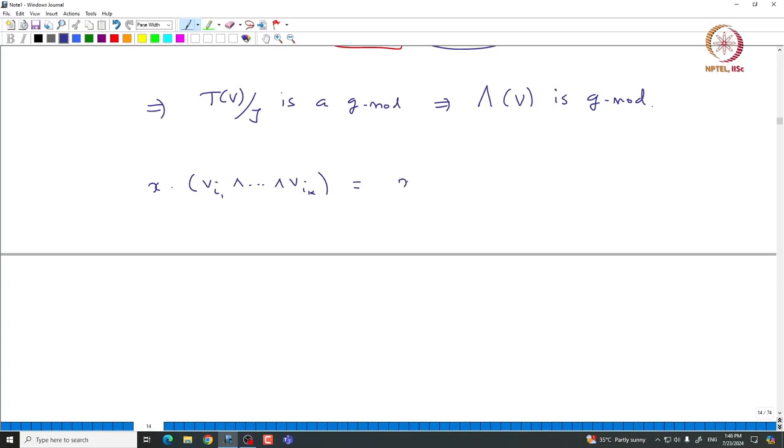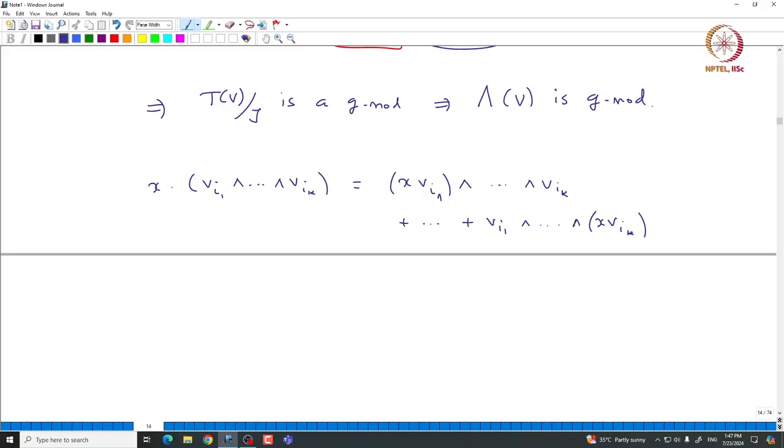So, it has to be the sum of x v_i1 wedge etcetera wedge v_ik, plus etcetera, plus v_i1 wedge etcetera wedge x v_ik.